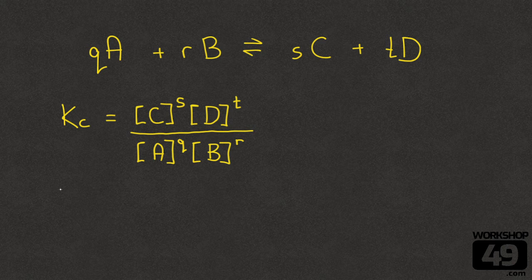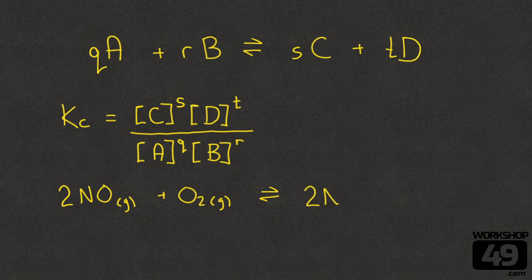So we have 2 NO, it's a gas, plus some oxygen, and it's a gas, and it's in a reversible reaction. So it can go left or it can go right, and we'll do those calculations in a later video, what it's actually going to get. Today we're just practicing writing the equilibrium expression. And I've asked you, write an equilibrium expression for this equation right here.